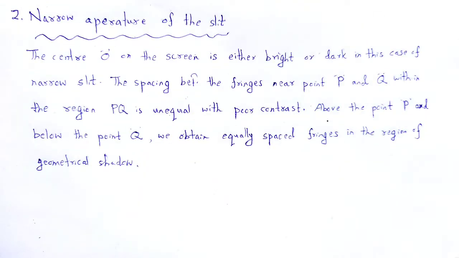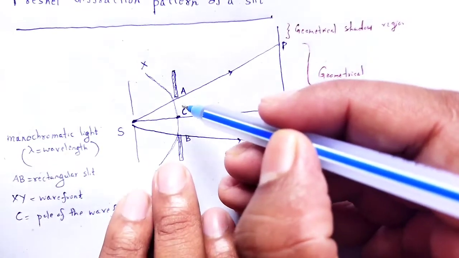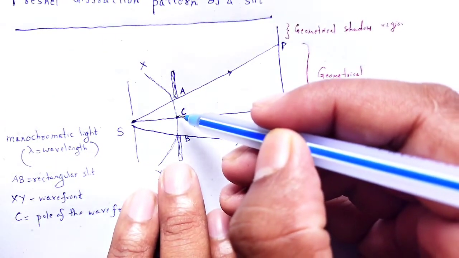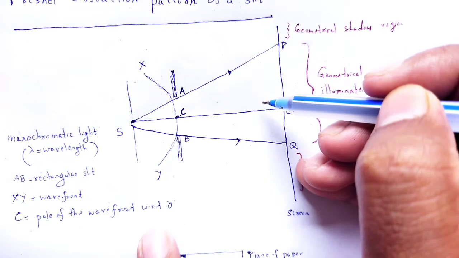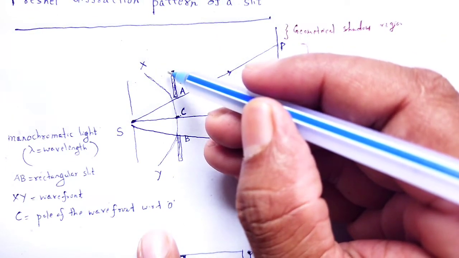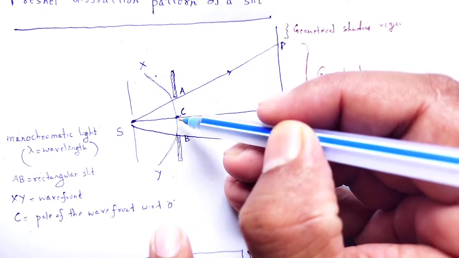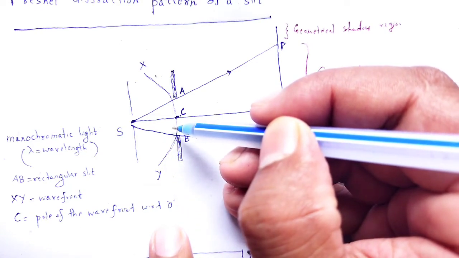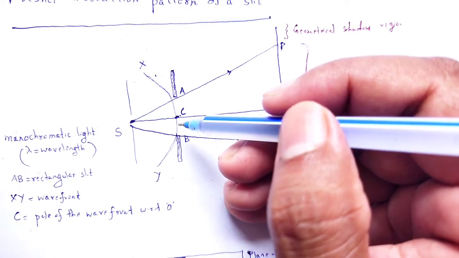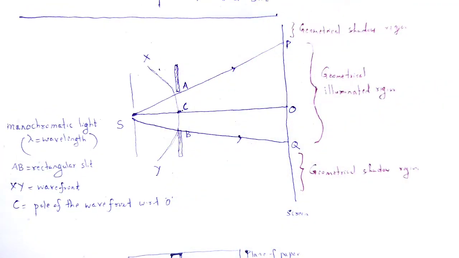Let us analyze it by using Fresnel's concept. Look at the particular figure to explain that one. Here the point C serves as the pole of that of wavefront with respect to the point O, and it divides the wavefront into two halves, one above the point C and other below the point C. Only few half period zones constitute that of narrow aperture. Let me discuss it.